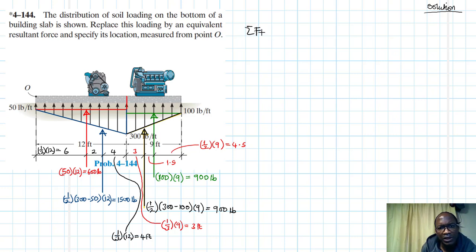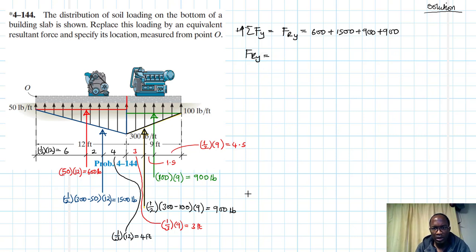Alright, so we have the summation of forces in the y going up in our reference, and we are saying this is going to be equal to the resultant in the y direction, which is equal to we have a 600, we have a 1500, we have a 900, and we have another 900, and therefore FRY is just going to be equal to 600 plus 1500 plus 900 plus 900. This gives us 3,900 pounds.